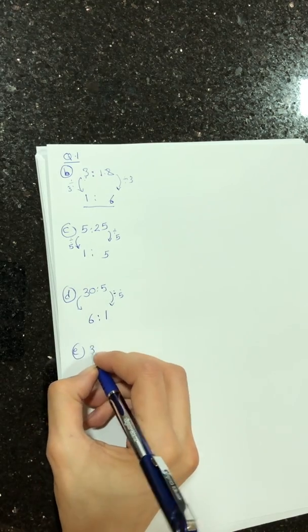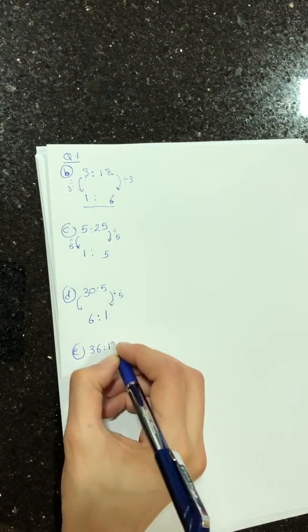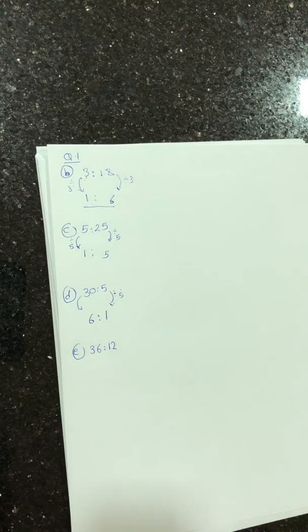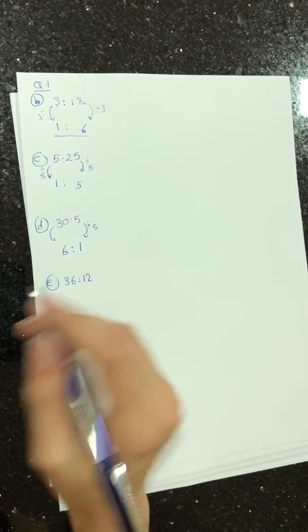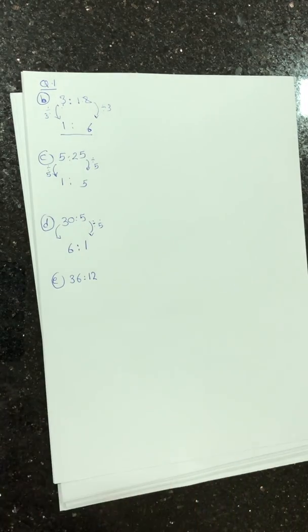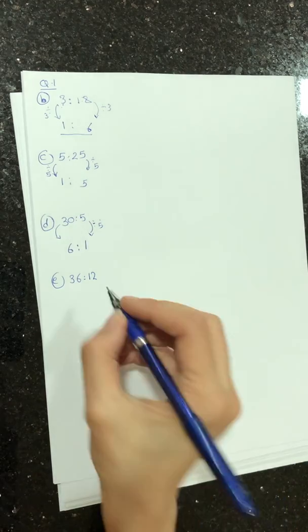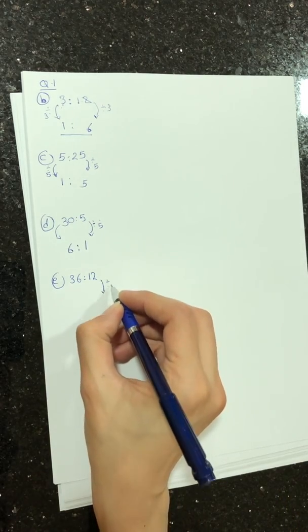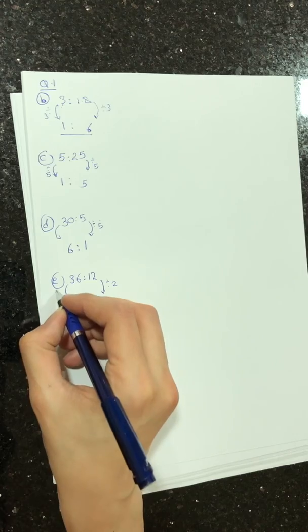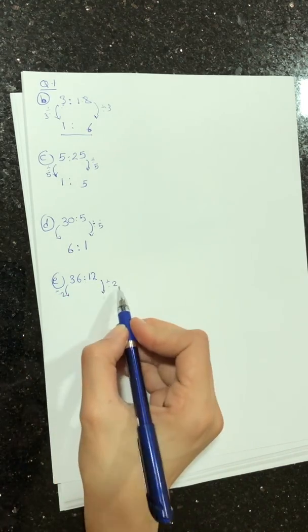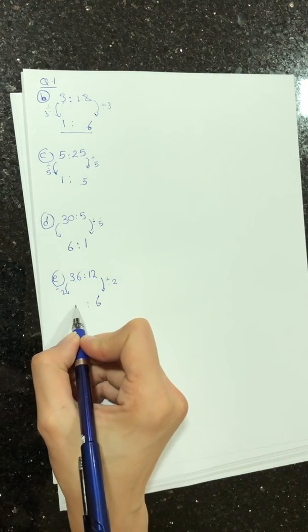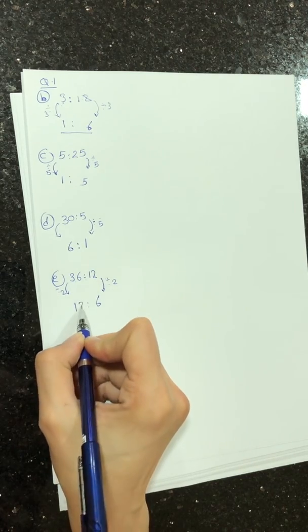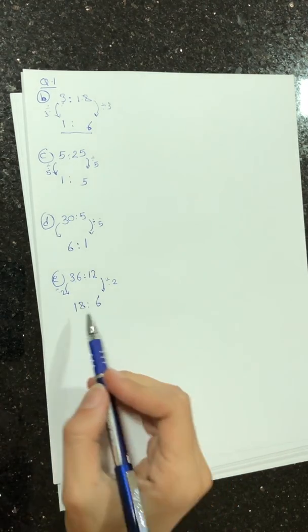Now let's look at E. 36 to 12. This is more of a bigger ratio. Now, you have many options. Let's start. I am saying I don't know the highest common factor. I'm going to use the smallest prime numbers. So I'm going to start dividing by 2. 12 divided by 2 is 6. 36 divided by 2 is 18. Now I have 18 to 6.